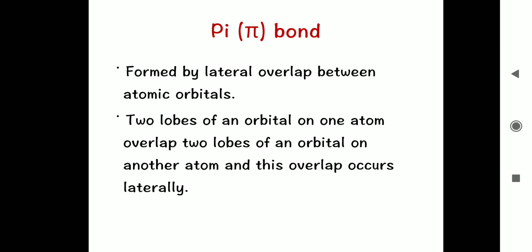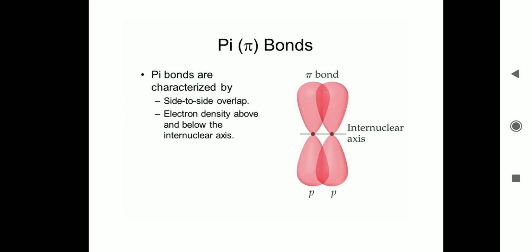A pi bond is formed by lateral overlap between atomic orbitals, means by sidewise overlap. Two lobes of an orbital on one atom overlap two lobes of an orbital on another atom, and this overlap occurs laterally. These points will be clear if we focus on the pictures. Here you can see that pi bonds are characterized by side-to-side overlap, and electron density above and below the internuclear axis is maximum. You can see two p orbitals overlapping sideways, and these zones which have been colored darkly have the maximum probability of finding the electrons, or the maximum electron density.